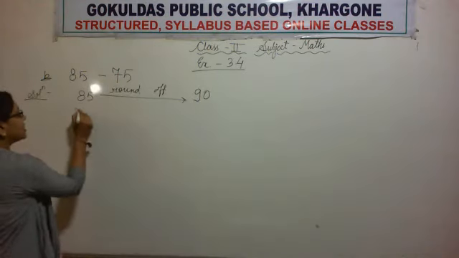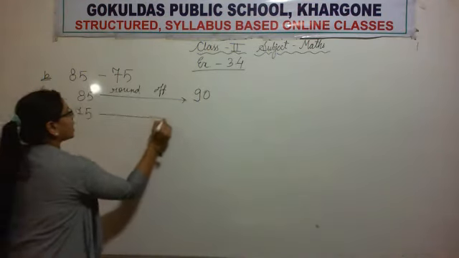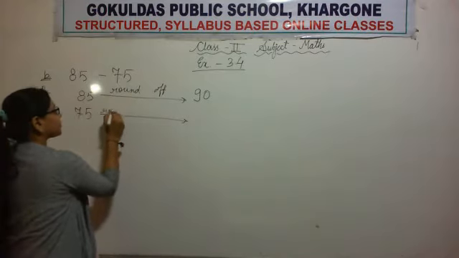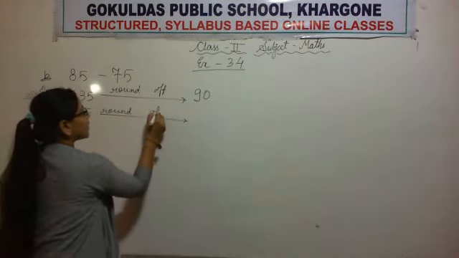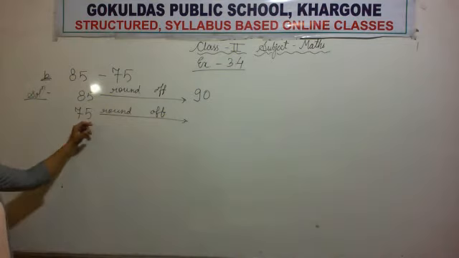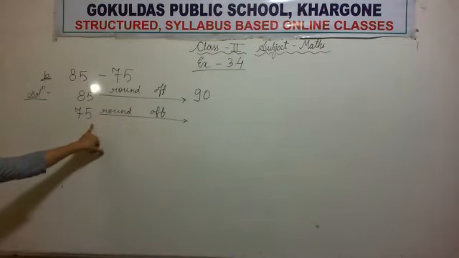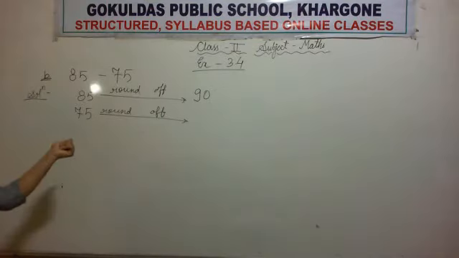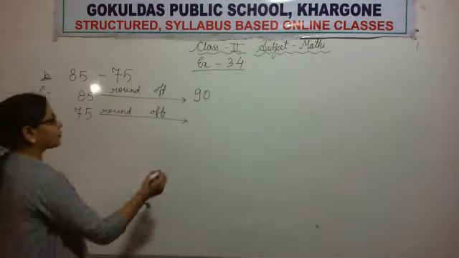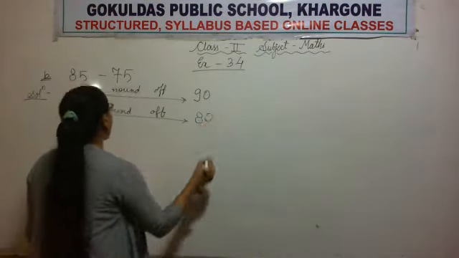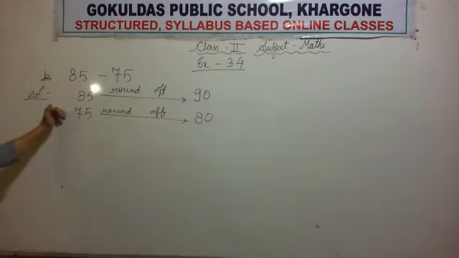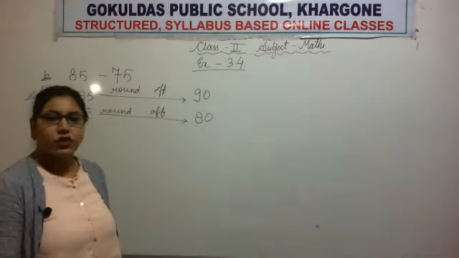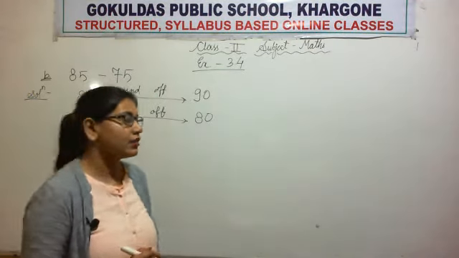Now the next number is 75. Again the round off process. Now again at ones place 5 is there, and whenever we see the number 5 or greater than 5, we round up. So we will round it up to 80. Now we had rounded up both the numbers. Now we will find the actual and estimated difference.